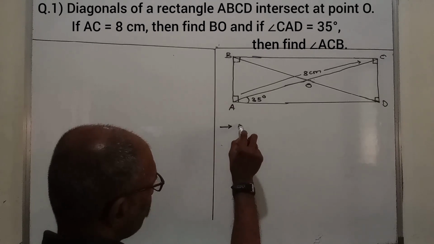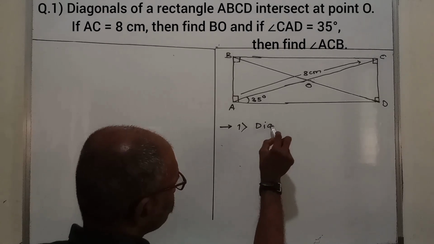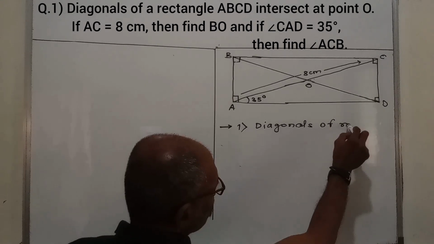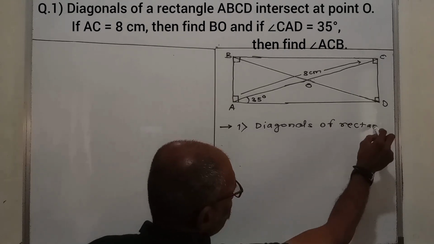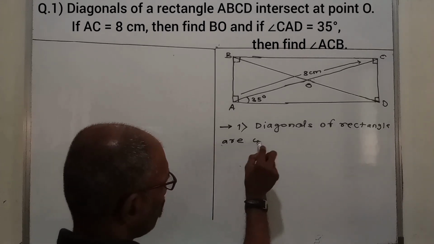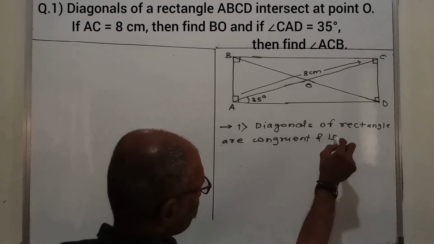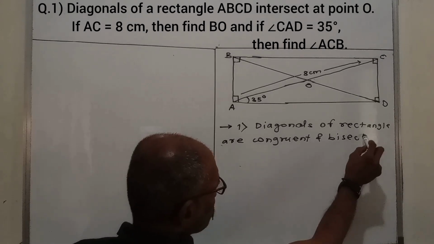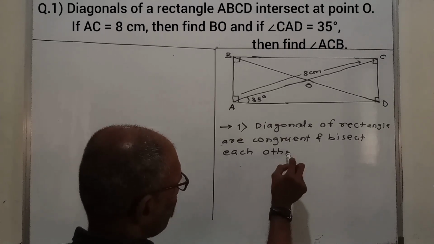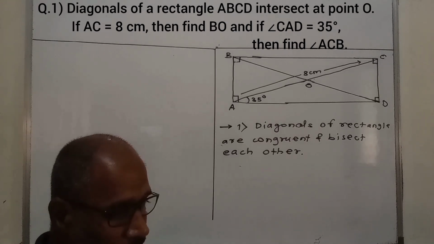First answer: diagonals of rectangle are congruent and bisect each other. This is very important property of diagonals of rectangle.